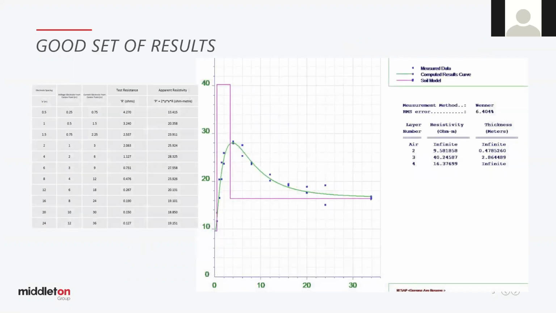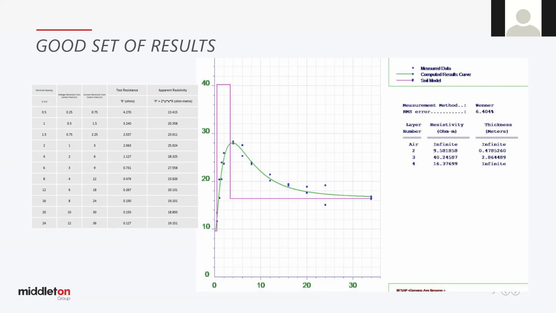Okay, so what does a good set of results look like? On the screen there, we can see there's a tabulated set of results on the left-hand side, giving us the distance between the spikes that we've set out through to the resistance we're measuring and even the apparent resistivity. When they're plotted, I've used SeedEggs that many of you will know to plot these on the right-hand side there. You'll see that there's a nice smooth green line of best fit that can go through those readings quite nicely.